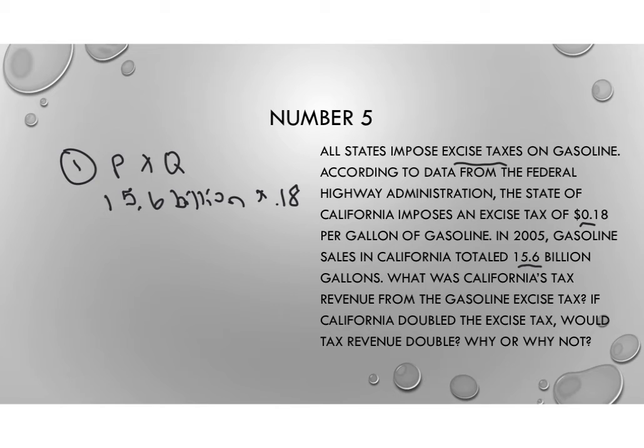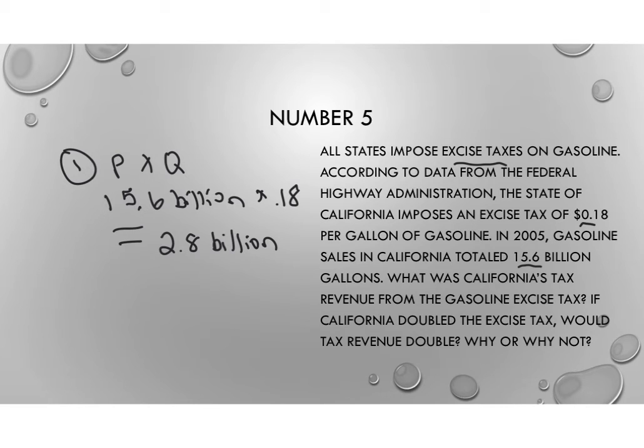So you're simply just going to multiply the 15.6 billion times 18 cents, and we would get the tax revenue. Tax revenue should equal 2.8 billion, okay? And that's a significant chunk of change, right? Because of the quantity of gas.